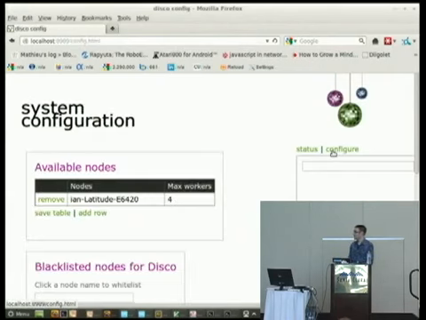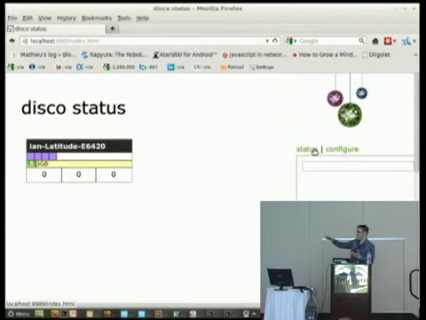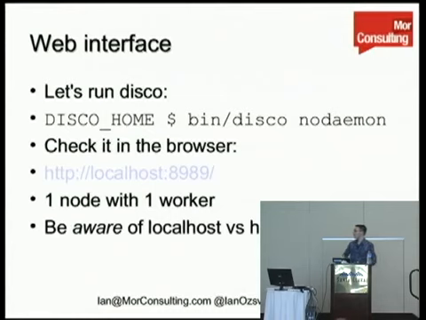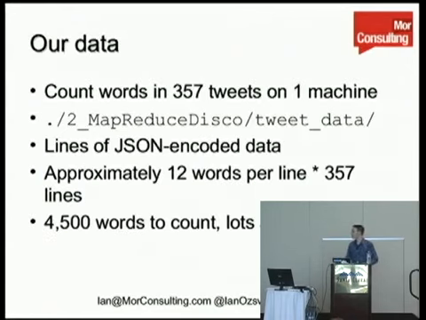If I click through to configure, and you can click through as well, you will have your node name as localhost, which is important. I'll come to that later. I've given mine a named DNS entry so it can be looked up across the network. And I've got four workers for mine. Is yours set at one by default? Yeah. One, okay, so leave it at one and we'll change that later on. And then status takes us back to the status screen. So you've got one node and one worker. And I mentioned there's this difference between localhost and named host names. We'll get to that near the end.